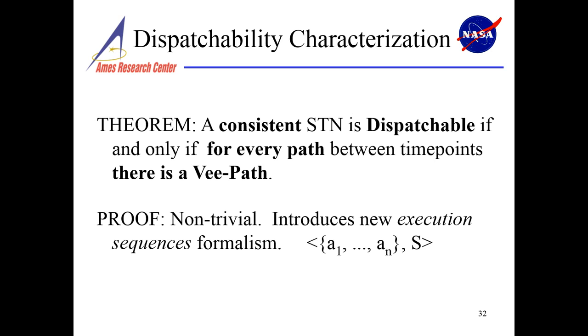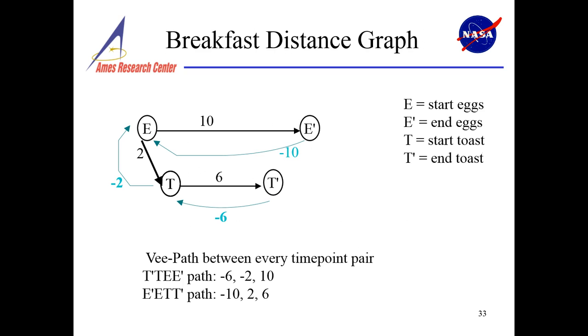So there's a theorem in the paper which says that a consistent STN is dispatchable if and only if for every path there is a Vee-path. The proof is non-trivial. You can read it in the paper. The paper introduces a new execution sequences formalism to facilitate the proof.